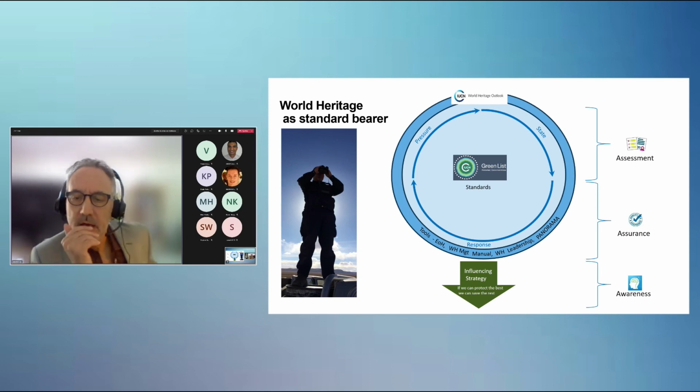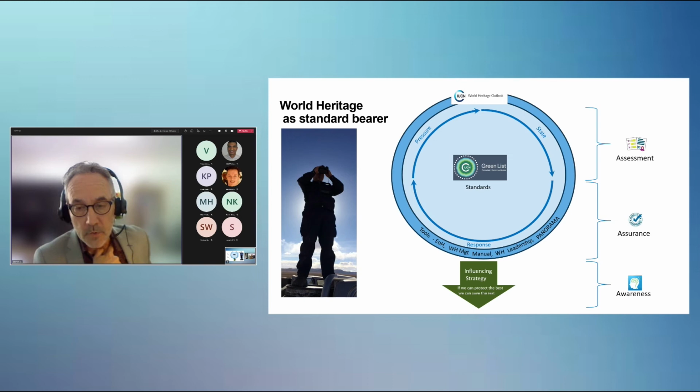We haven't skipped. So this diagram, sorry, the connection is a bit clunky. This is really showing how we can knit together various IUCN knowledge products, which are now really evolving into products which support assessment, products which support action on the ground, products which support the assurance of that action in terms of standards, and the awareness that we need to build around that. So here we see the normal pressure state response cycle that affects all of these protected areas, including World Heritage sites.